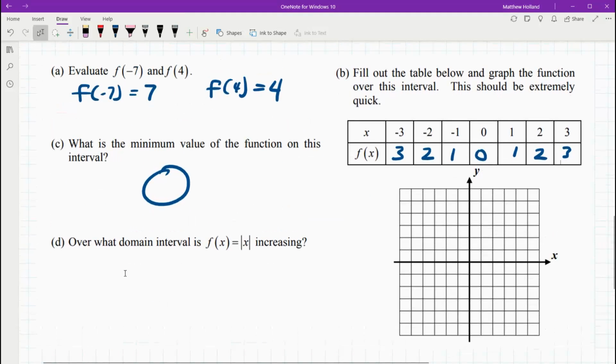And graph the function. This should be extremely quick. Well, you don't know how long it takes me to do things, but okay.